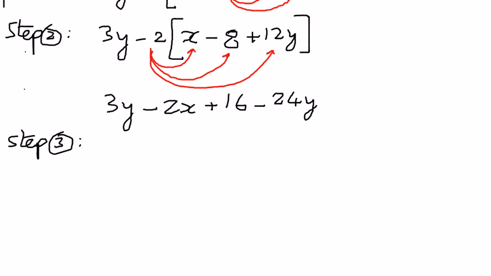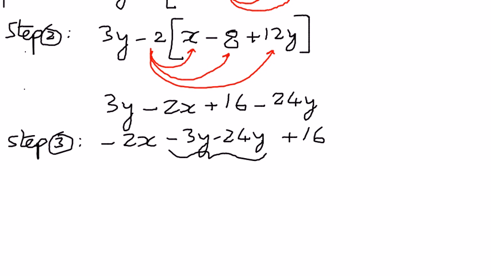In step number 3, we want to look to see if there are any similar terms. We want to see if there are any x terms. We have a negative 2x. There is no more term to combine. Then we have 3y and negative 24y. Let's write that together: 3y minus 24y. These are the terms we need to combine. And then lastly, we have 16 by itself. There is nothing to do there. Therefore, we're going to leave it at that point.